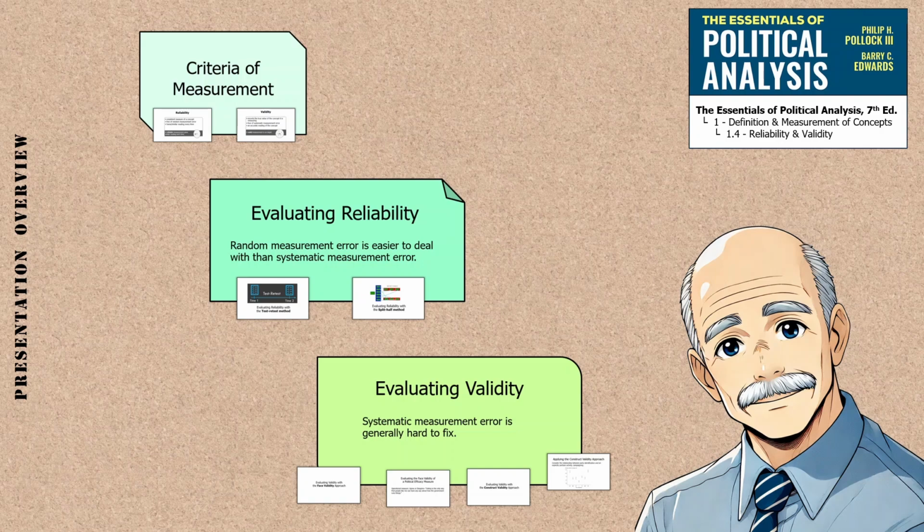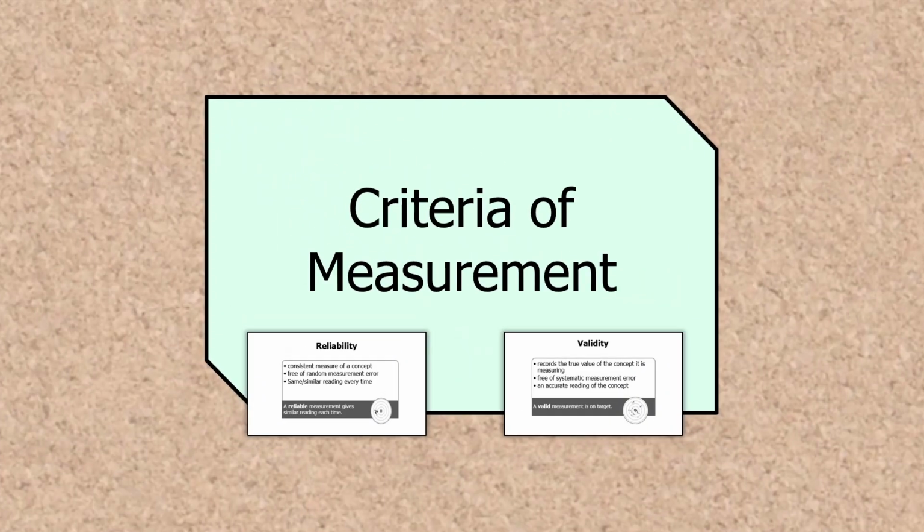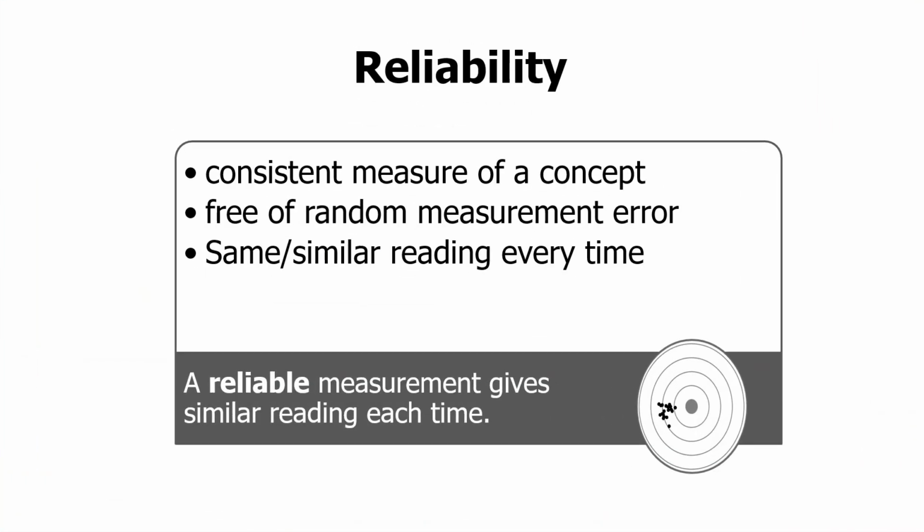With the ideas of random error and systematic error in mind, we can use that theme to understand all these concepts in measurement. Reliability and validity, these are two criteria. A reliable measure is a consistent measure of a concept. It gives you the same reading every time you measure the concept. It does not have any random measurement error in it. It's consistent, free of random measurement error.